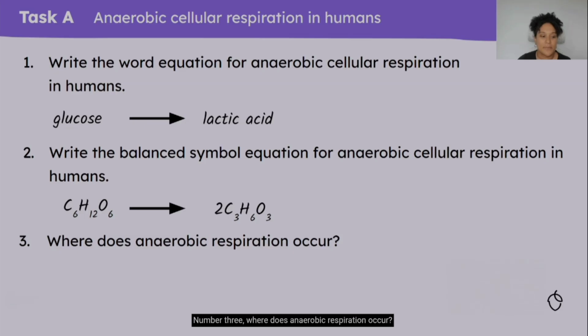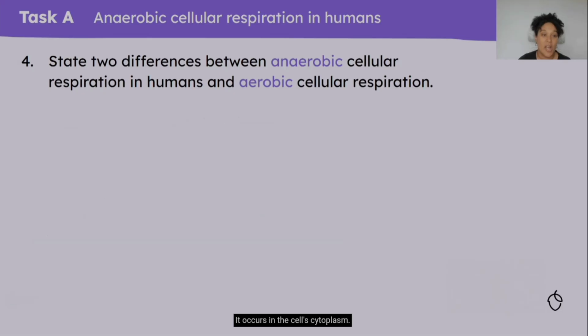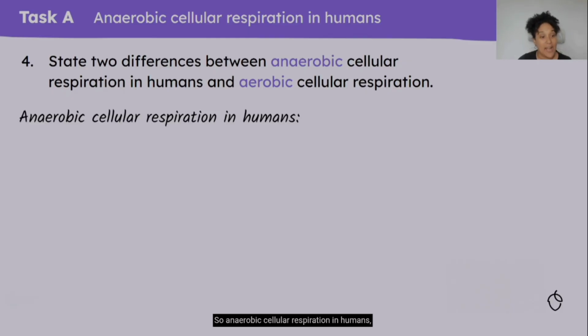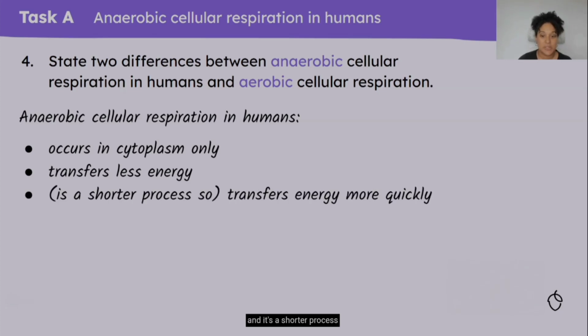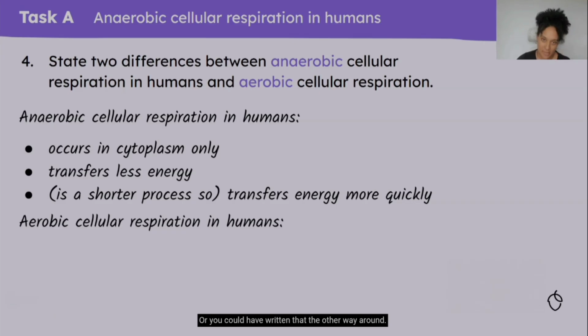Number 3, where does anaerobic respiration occur? It occurs in the cell's cytoplasm. Number 4, state 2 differences between anaerobic cellular respiration in humans and aerobic cellular respiration. Anaerobic cellular respiration in humans occurs in the cytoplasm only, it transfers less energy, and it's a shorter process, so it transfers energy more quickly. Or you could have written that the other way around.